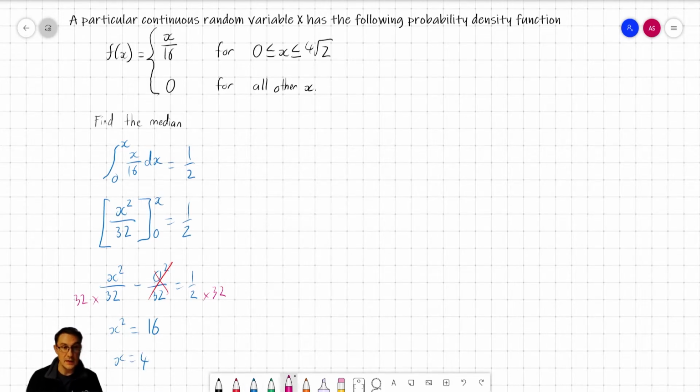Now, the reason here is I'm only taking the 4. Yes, it is another possible answer of -4, but I have to think back to what my domain is. My domain is between 0 and 4 root 2. So it has to be a positive value, and it has to sit somewhere within that domain. And in this case here, for that to occur, I have to use the number 4. -4 doesn't sit under there, and so that's where it has no justification. So therefore, my median is equal to 4.